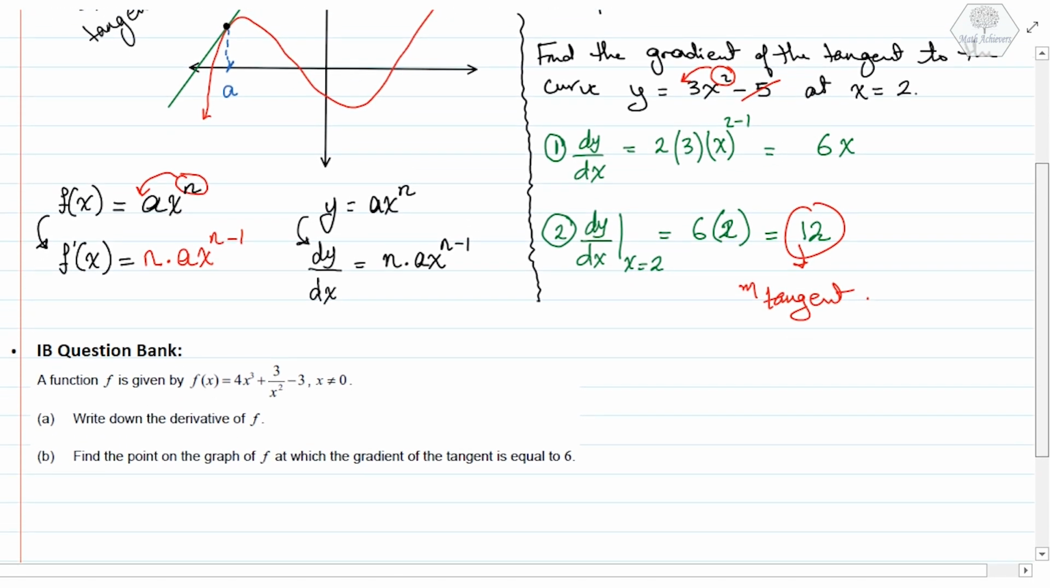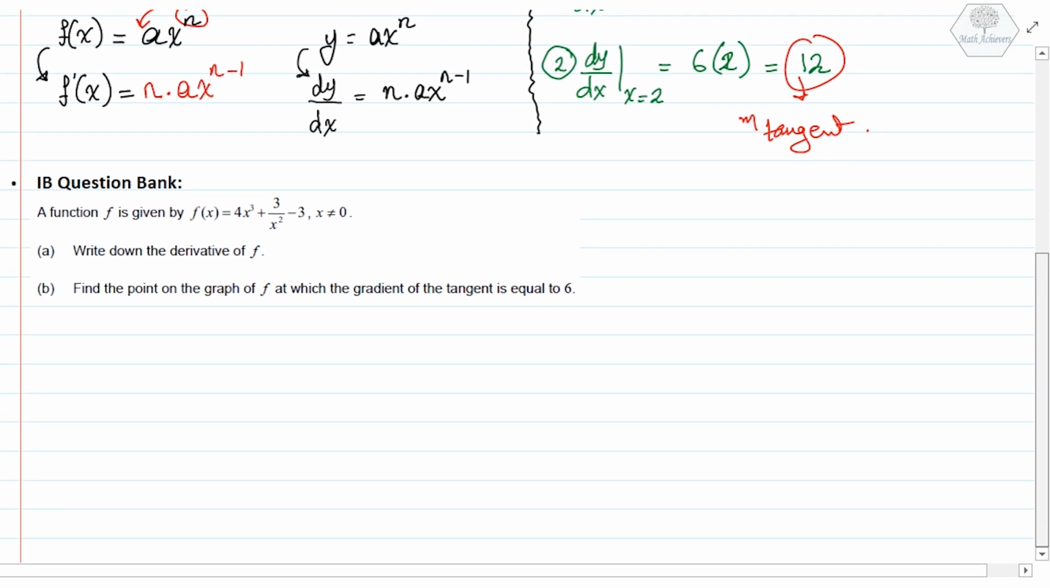Now let's have a question from the IB question bank. A function f is given by f of x is equal to 4x cubed plus 3 over x squared minus 3. Part A, we need to find the first derivative.